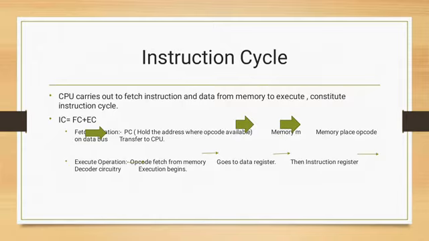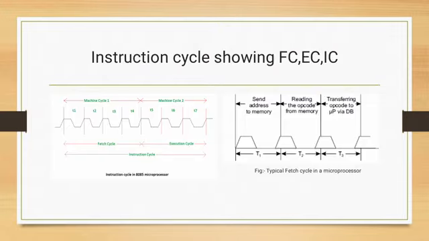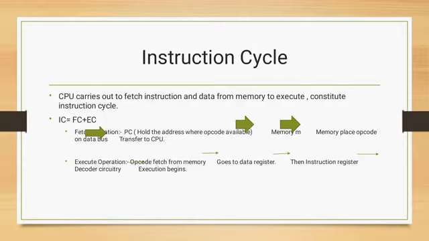The instruction cycle basically constitutes the fetch cycle and the execution cycle. So IC is equal to FC plus EC. FC is known as the fetch cycle and EC is known as the execution cycle. During the fetch operation, the PC, or program counter, basically holds the address where the opcode is available. Then it will be transferred to the memory, and the memory places the opcode on the data bus, then it will be transferred to the CPU.